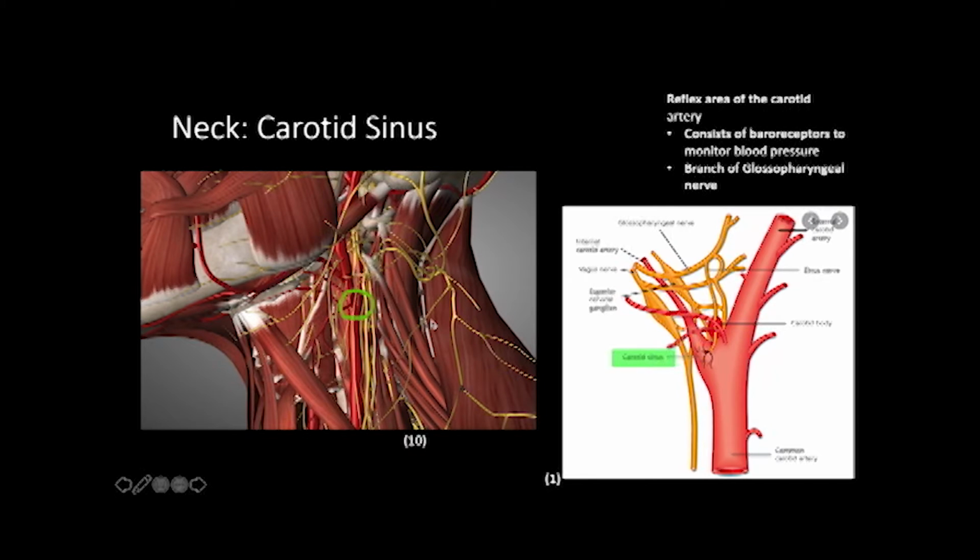And going back to the arteries, we have a thing called the carotid sinus. This is where, from the common carotid artery, there is a split of the external and internal. And inside of this is a reflex area and consists of baroreceptors to monitor blood pressure. And this is because of a branch of the glossopharyngeal nerve.